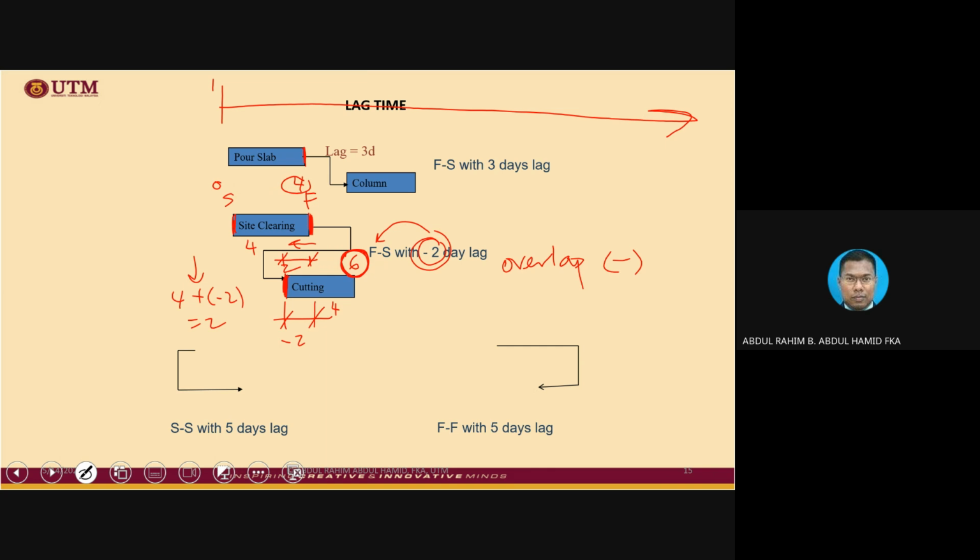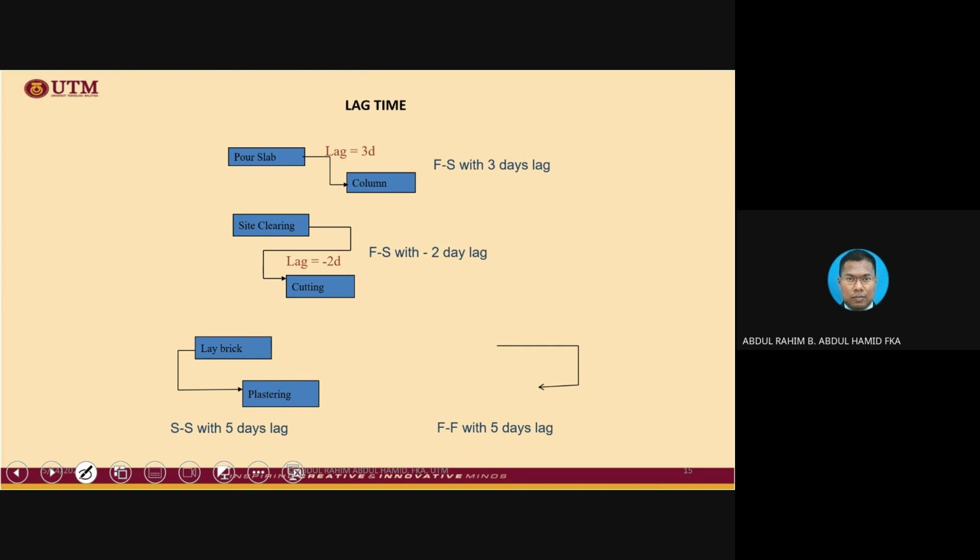Instead of, for instance, if we do not have any overlap, just simply finish to start relationship, 4 for the site clearing and 4 for the cutting will take 8 days. But now we managed to basically shorten the period a little bit. That is the usage of negative lag, or I normally call it lead. All right, then, okay, the rest of the examples are about the same.